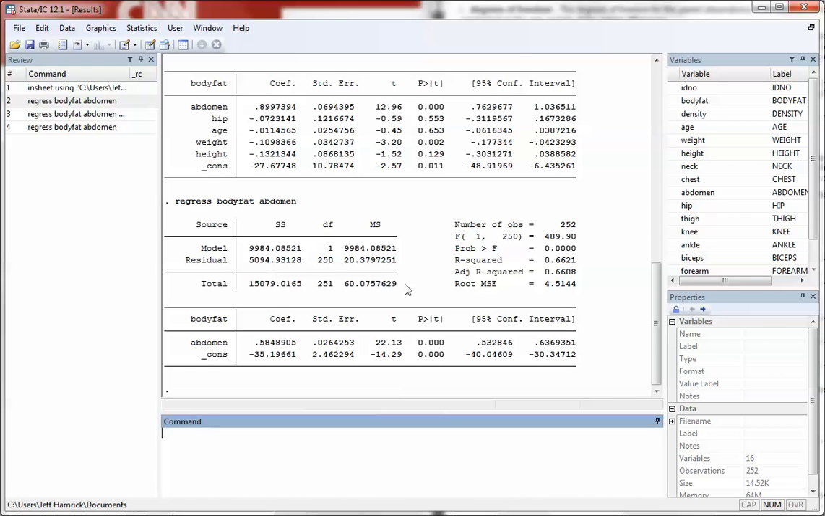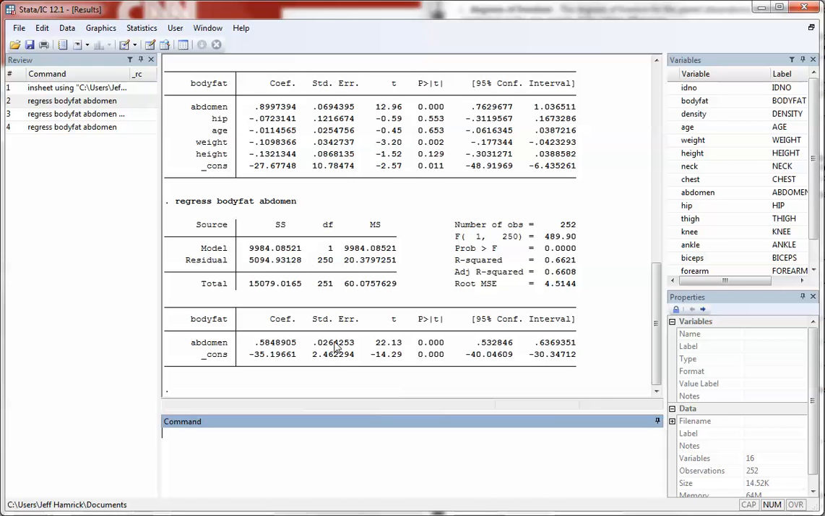So right here you have your table of parameter estimates. You have the ordinary least squares fitted coefficients right here. This is the coefficient associated with abdomen. This is the coefficient associated with the constant intercept term.